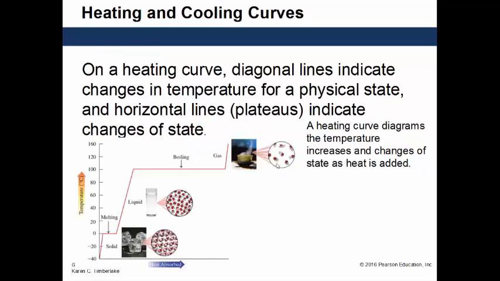All right, next we'll talk about heating and cooling curves. Here's a common example of a heating and cooling curve here. You're given information on when a substance turns from solid to liquid and from liquid to gas, basically changing states, at what temperature, and how much heat is absorbed. These diagonal lines here indicate a change in temperature for a physical state, and these plateaus here and here indicate the actual change of state.